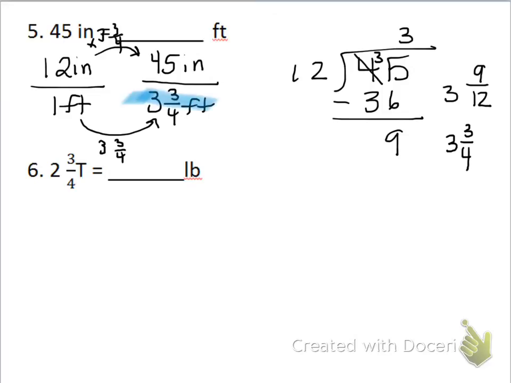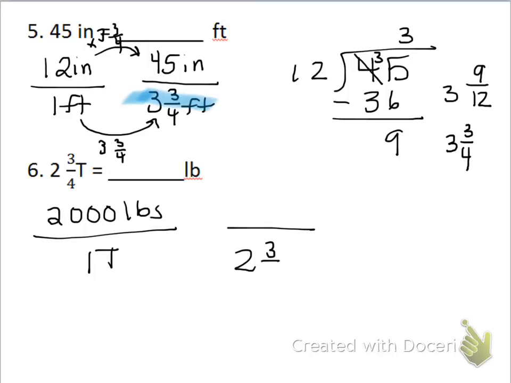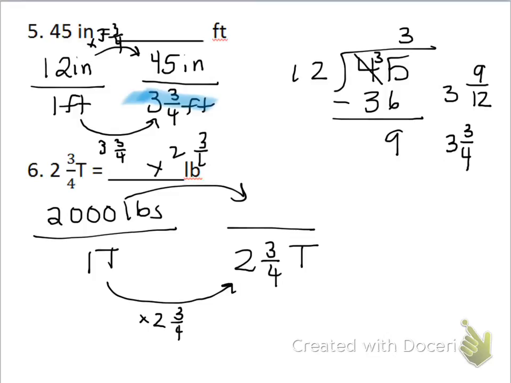Okay, let's do another one. We have tons and pounds. If you look on your table, you can see that there's 2,000 pounds in 1 ton. Now, I have 2 and 3/4 of a ton. To go from 1 to 2 and 3/4, I multiply by 2 and 3/4. So what that means is I'm going to have to multiply my numerator times 2 and 3/4.